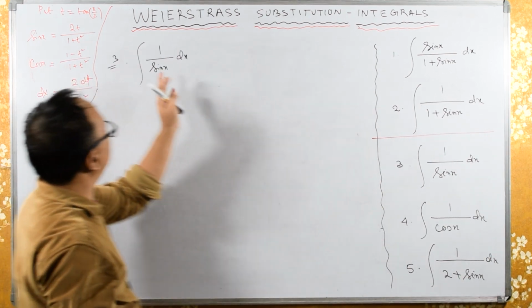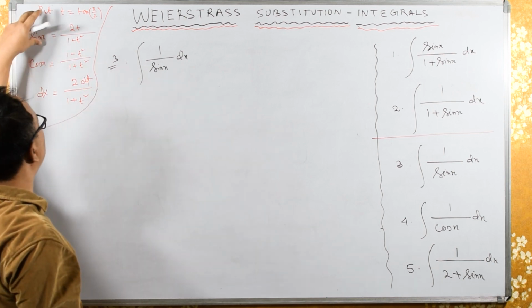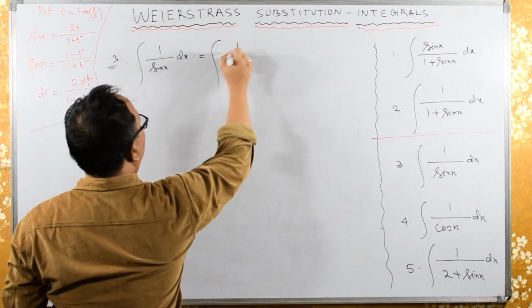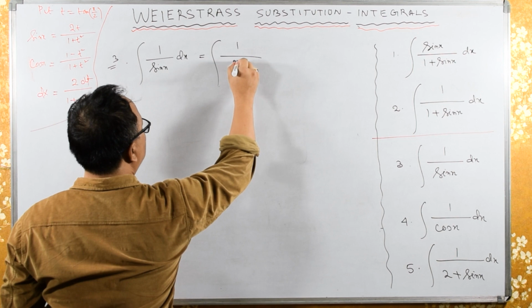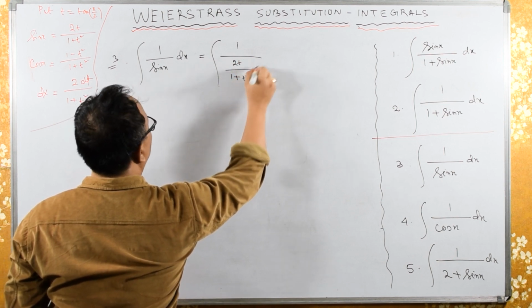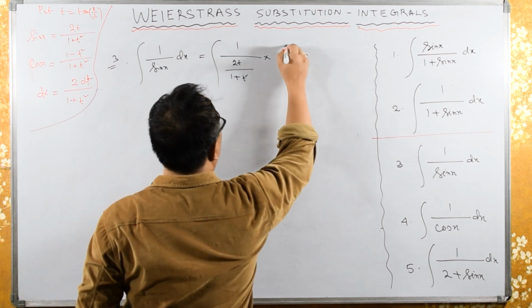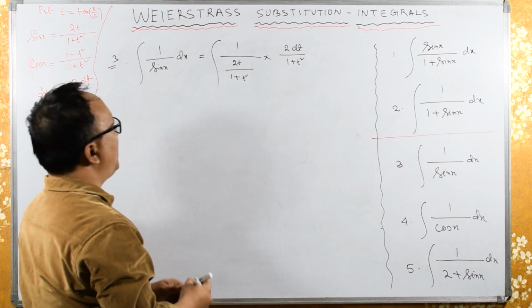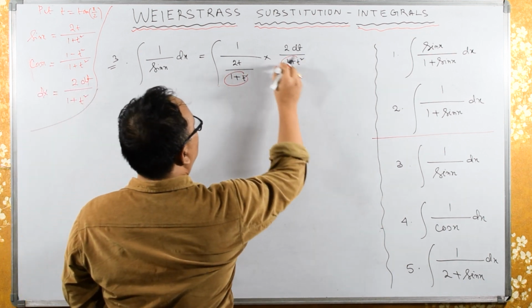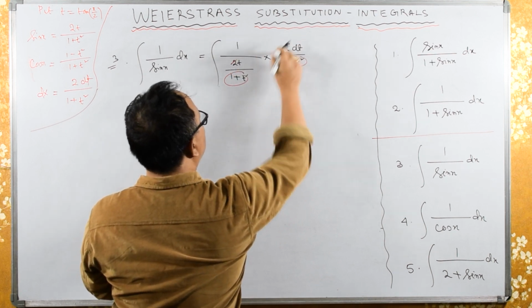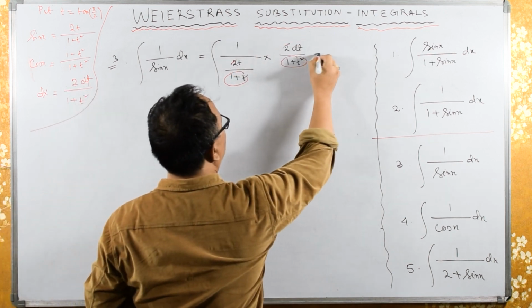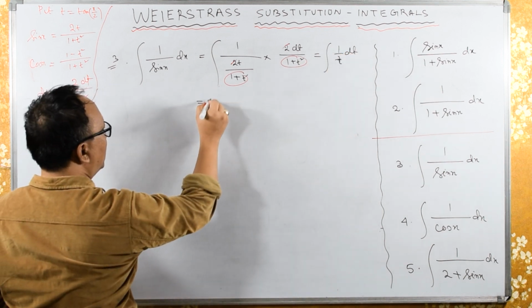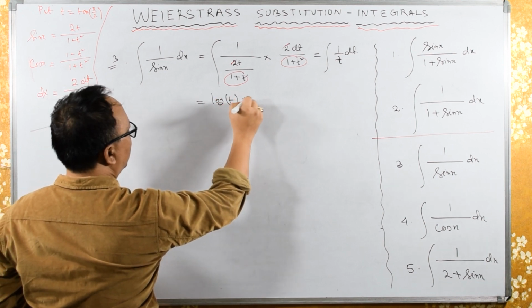Now question number 3 is integral 1 upon sin x. Now here you have to substitute this. After substituting this, what we'll get is 1 upon, what is sin x? Sin x is twice t upon 1 plus t square, and dx is 2 dt upon 1 plus t square. Now here 1 plus t square and 1 plus t square get cancelled, and 2 gets cancelled. What we get is integral 1 by t dt. Integral 1 by t is log of t plus c.